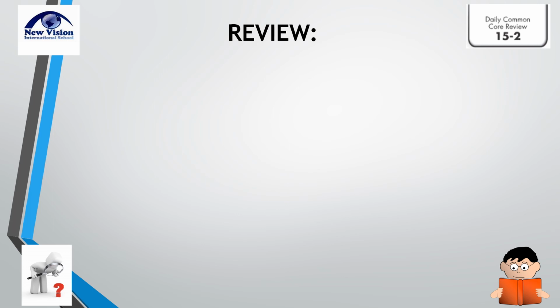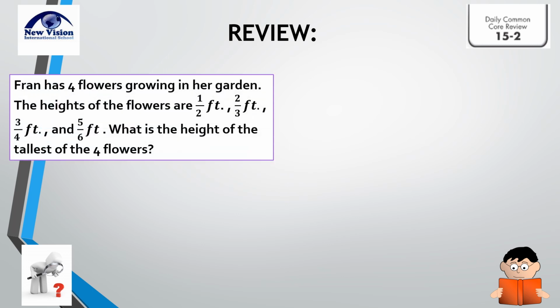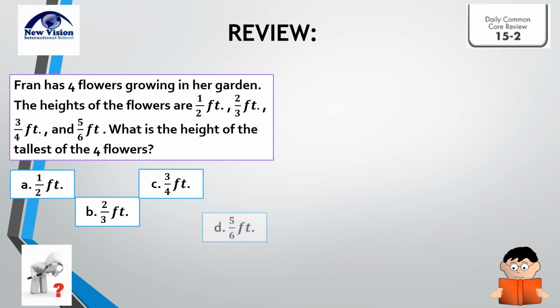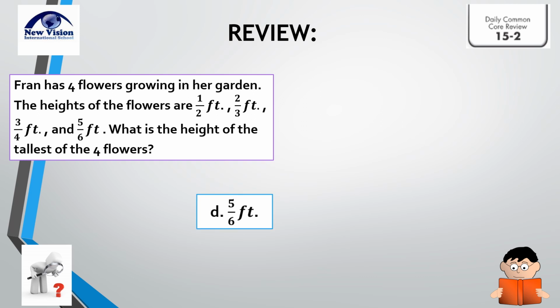Let us have a review. Fran has 4 flowers growing in her garden. The heights of the flowers are 1/2 foot, 2/3 foot, 3/4 foot, and 5/6 foot. What is the height of the tallest of the 4 flowers? A. 1/2 foot. B. 2/3 foot. C. 3/4 foot. Or letter D. 5/6 foot. Just compare all the fractions. So the answer is letter D.